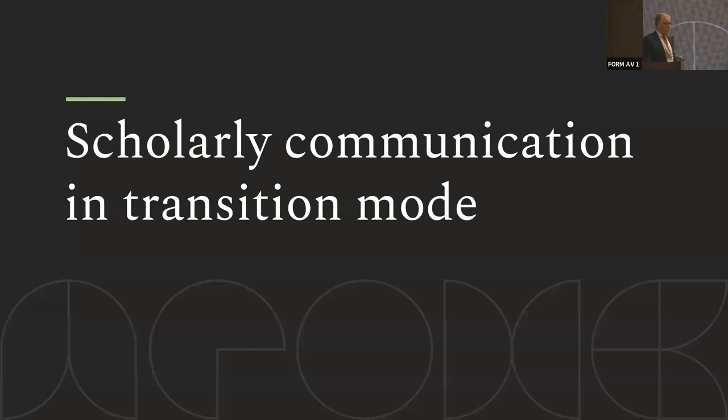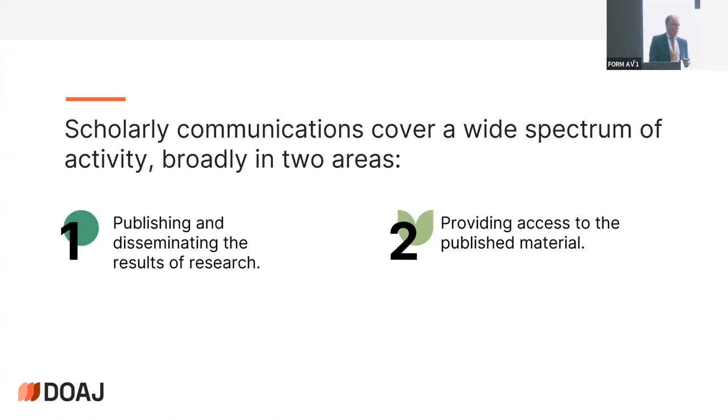Scholarly communication is in transition mode, because in the past there was a lot of discussion about the wide spectrum of activity across broad areas. So we have publishing and disseminating the results of research first, and then providing access to the published materials. The access to published material has been a subject of a lot of discussion. So we have free access, open access, and a lot of models: gold model, green model, and actually we discuss the diamond model, a business model in access for publishing.